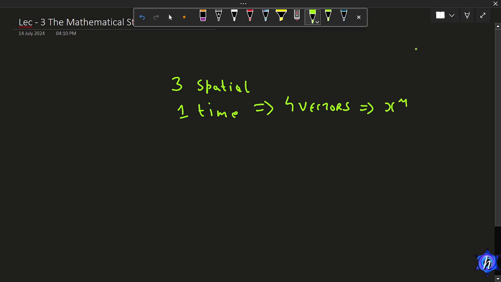Now, before we move further into this lecture, I already assume that you know special theory of relativity, so I won't be going into much detail. I'm just going to briefly touch upon the mathematical structure of STR.